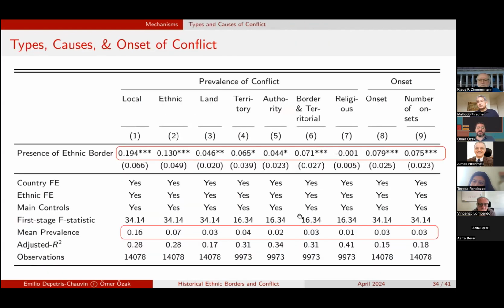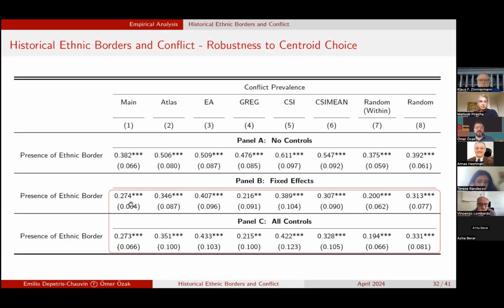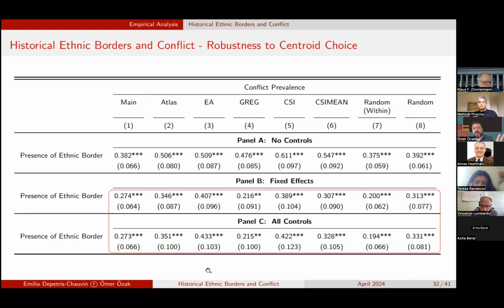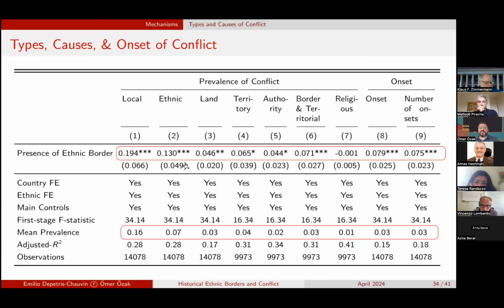So if we go back to our coefficient here, it's about 0.27, so presence of the border increased conflict by 27 percentage points. The average was about 22, I think, right? And so it's a little bit over the mean. If you go by other types of conflicts, for example, ethnic conflict, it's twice the mean. If you go on land conflict, it's 50% more than the mean. And so this is suggestive of the idea that precisely the types of conflict where you should expect a larger effect is where we find a larger effect, right?